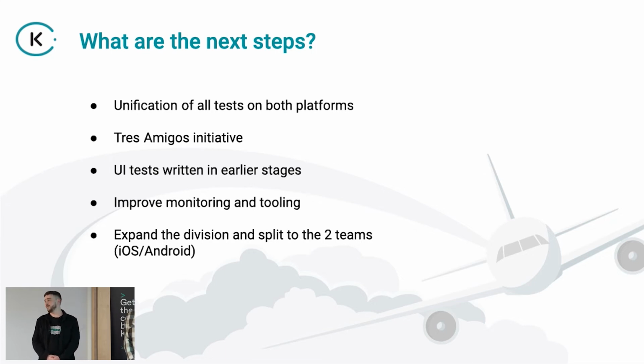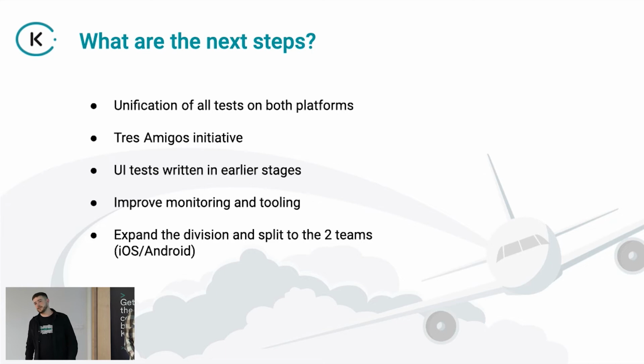Then we are introducing the Tres Amigos initiative, which should help us to improve cooperation between developers, QAs, designers, and product or project managers. Due to this initiative, we will be able to write UI tests in earlier stages. Currently, we are writing tests after the feature is released, and we would like to do it earlier, ideally during the feature testing.